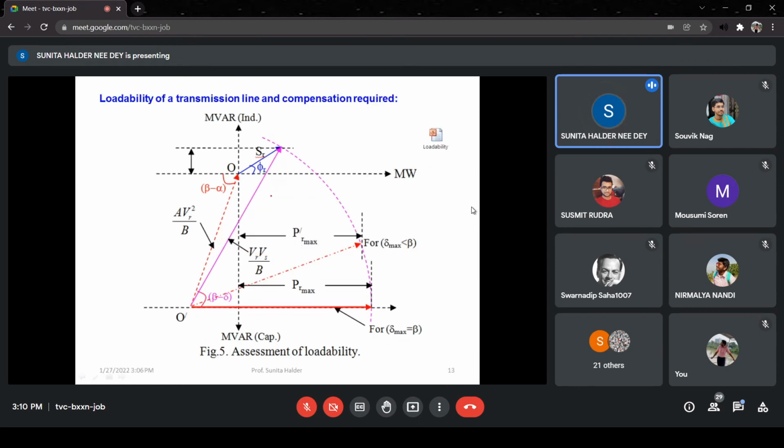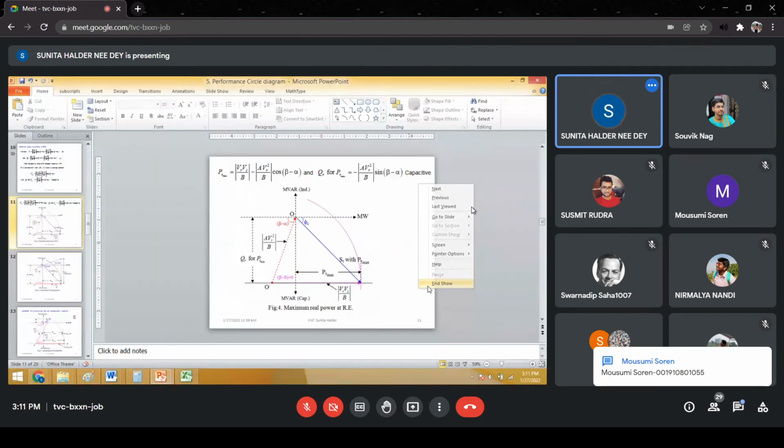Now you see something: delta max will not always be beta. The example I have shown is the horizontal one, but sometimes delta max is not beta. So if beta is 90 degrees, the delta max allowed is 60 degrees. In that case, what will be the loadability? We have to find out P corresponding to that delta max, and subtract the available P. That will be the loadability in terms of megawatts, or loadability may be in terms of delta also. Then delta max minus delta 1 will also be the loadability. So this is the concept of loadability.